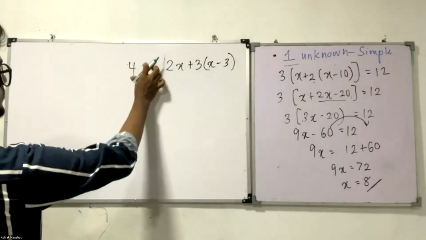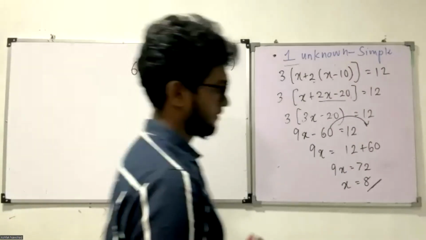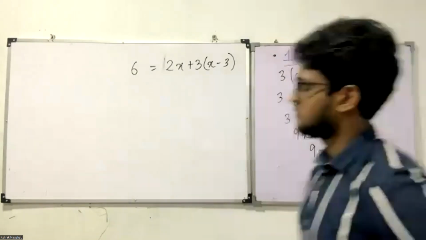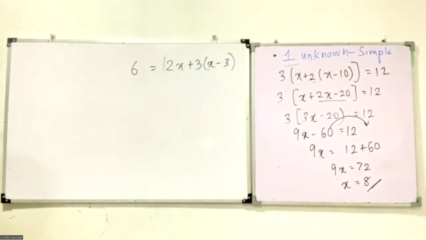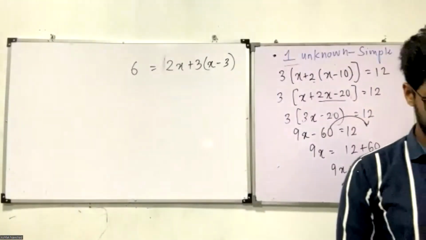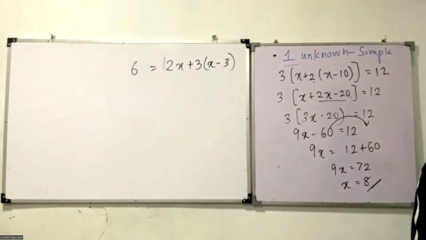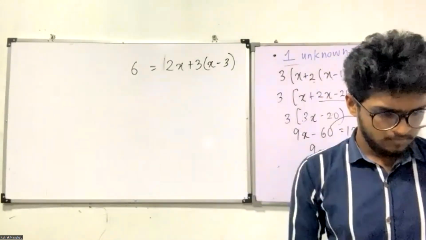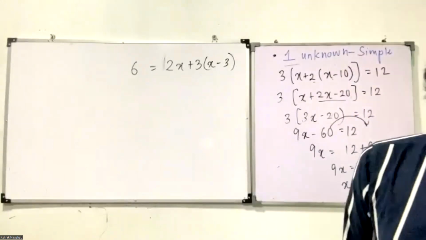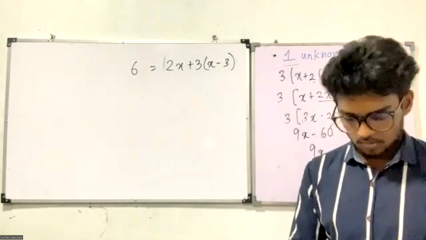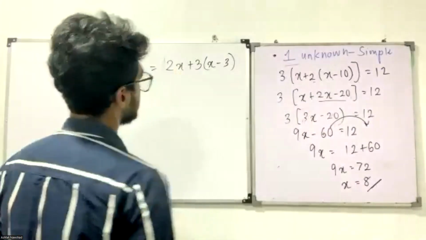Wait. Make this 6. Sorry. Make this 6. Good. Yes, I'm receiving answers. Good. Yeah, they're correct. So let's do another one. The answer for this is 3.